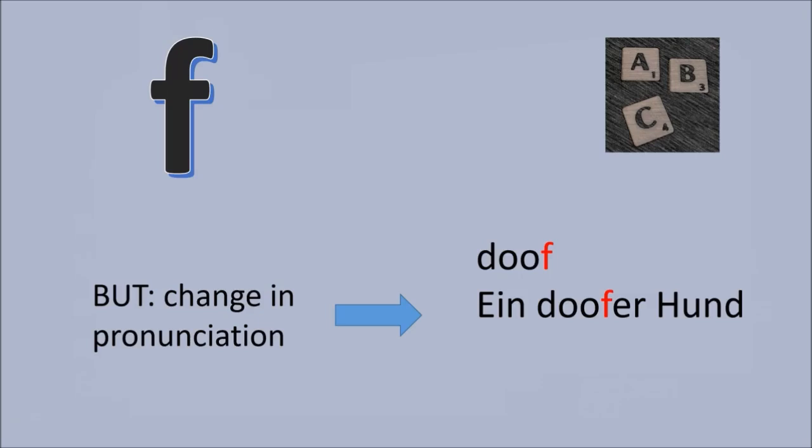But if we're adding something to doof, like we have here, because the word doof is in front of the noun Hund, so we added an ER, and it changes the pronunciation. Dover. Sounds like a V. Dover. Ein dover Hund. That's the only word where it changes.